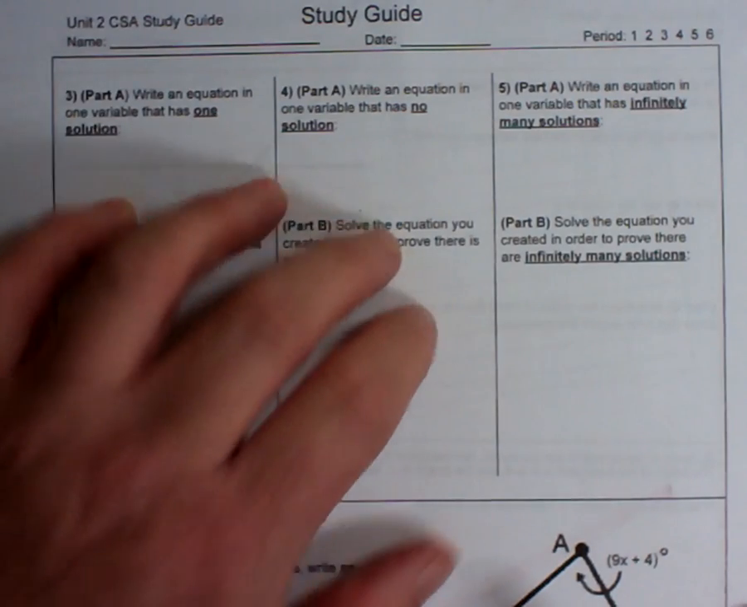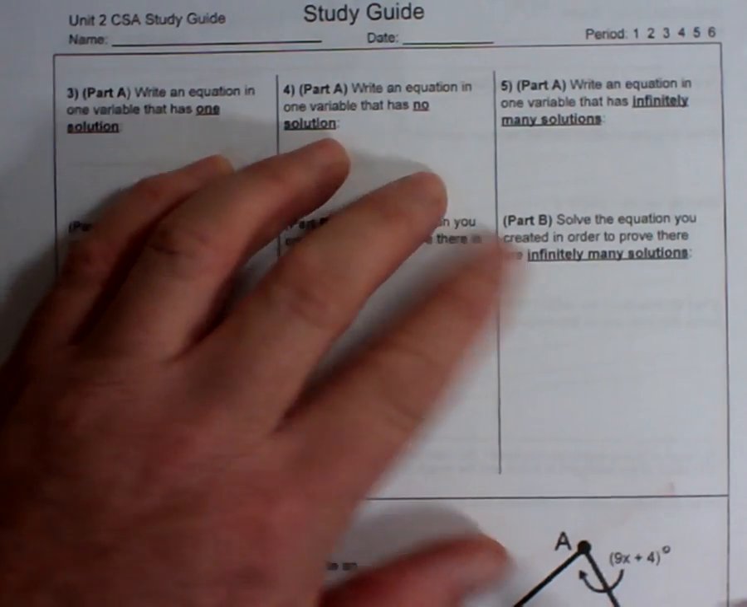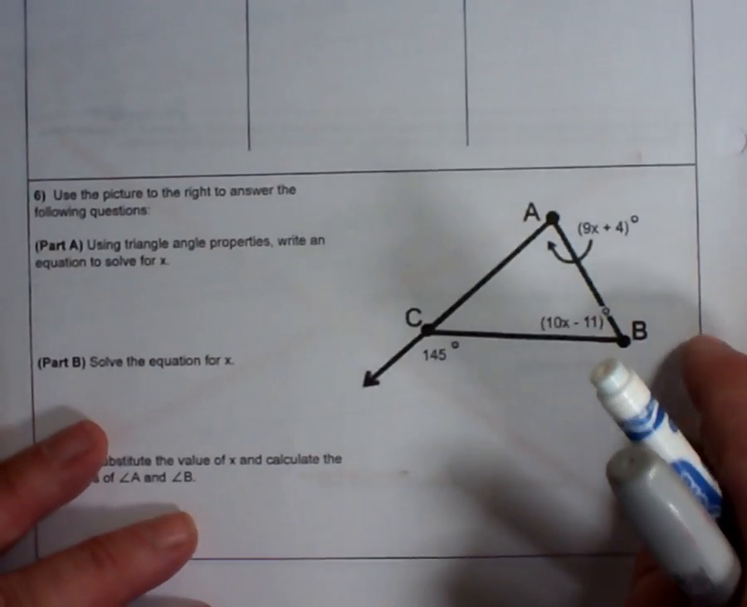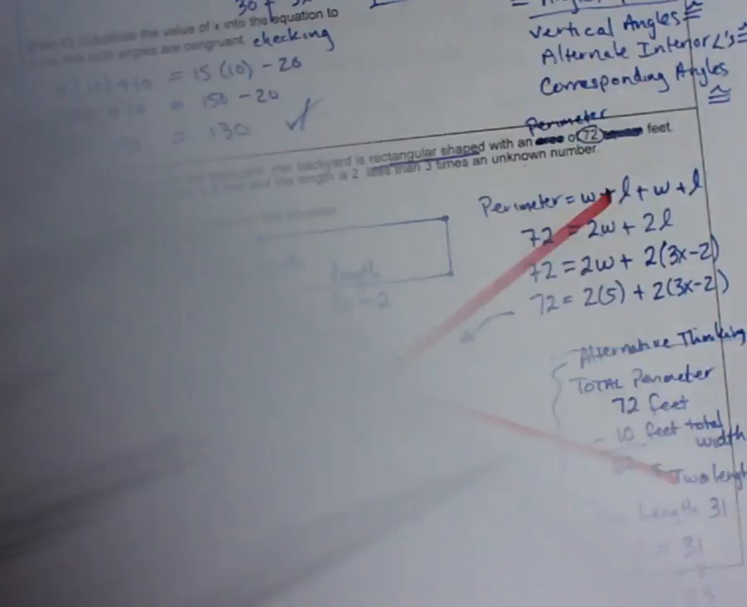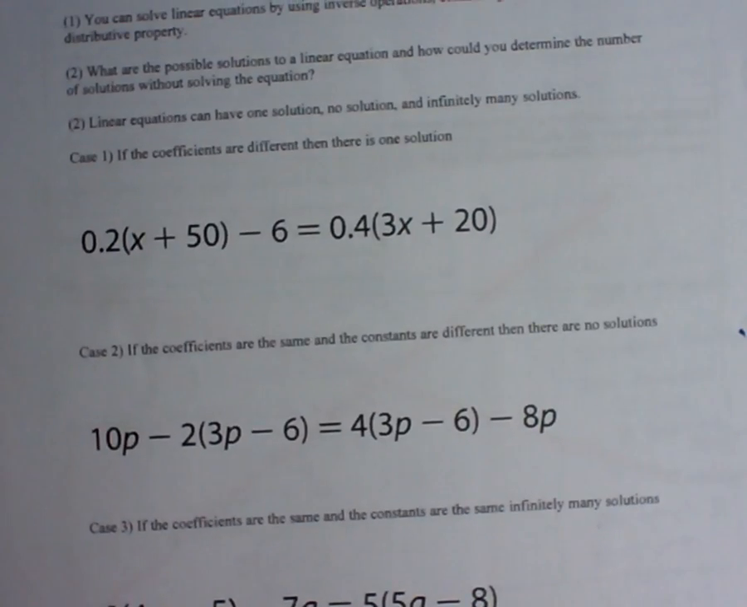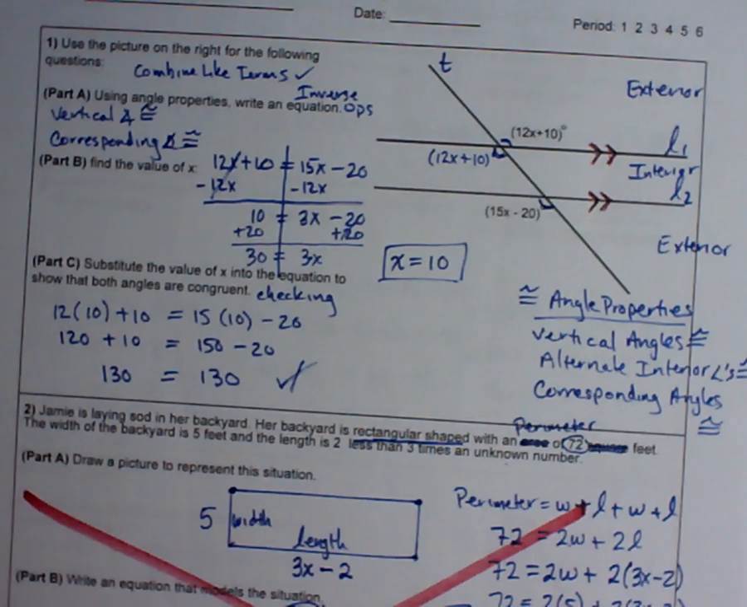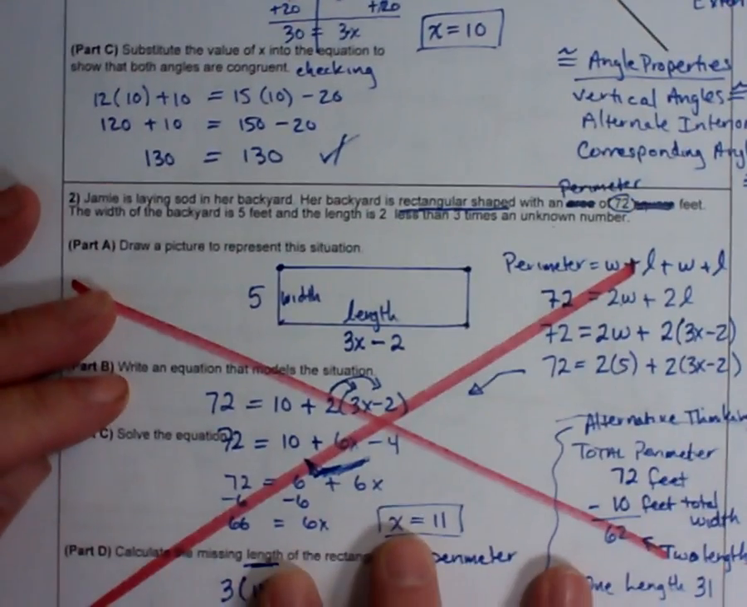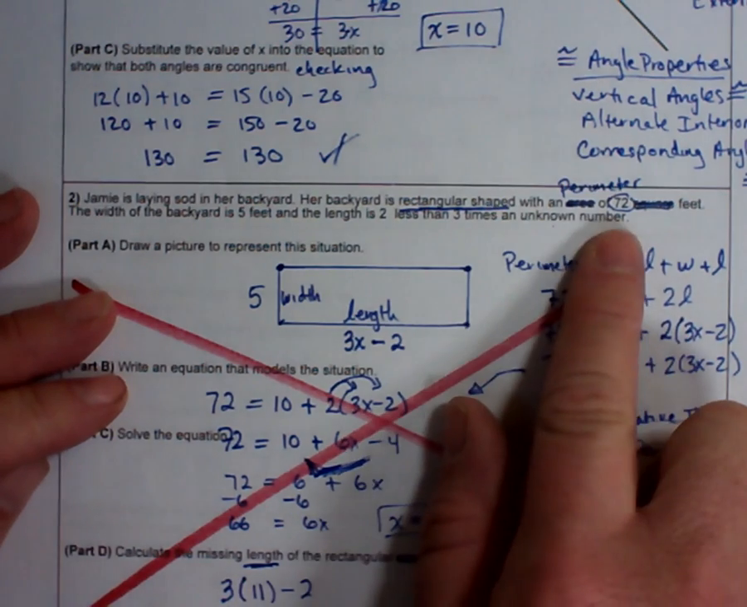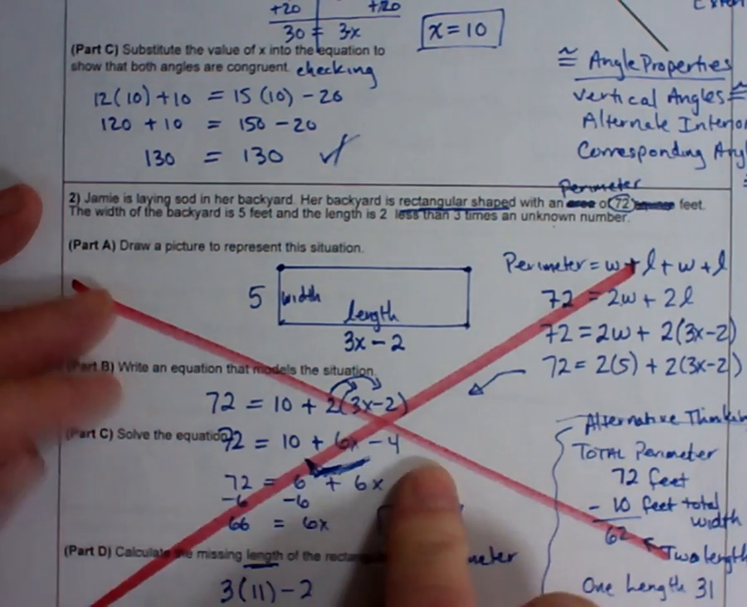The rest of your study guide is still fine. These problems where you're going to write open-ended questions for one solution, no solution, infinite, are fine. And this problem solution is fine. Your essential questions will not change. And of course, on the back of that, you have the answers and examples. This was the study guide that you received that we went over on the other YouTube video. Again, take your second problem, the one that says 72 square feet, and put a big X through that.